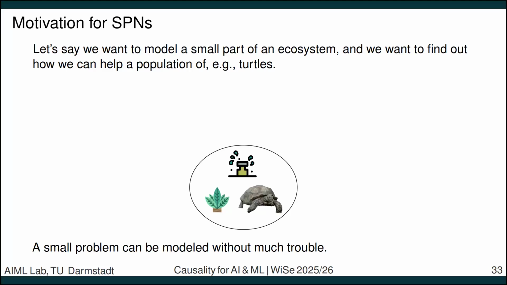So SPNs have particular properties in terms of efficient inference, so estimating marginal probabilities and so on. And here we see a three-variable system, and for that we can simply use structural causal models, or more generally Bayesian networks, to infer some properties or some probabilities given some observation.